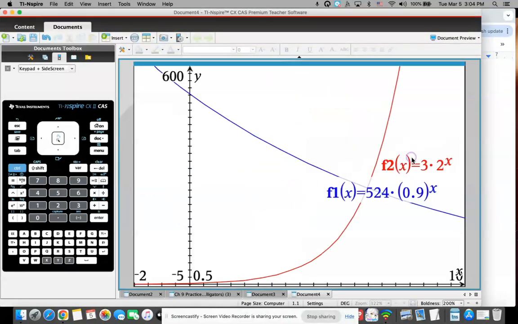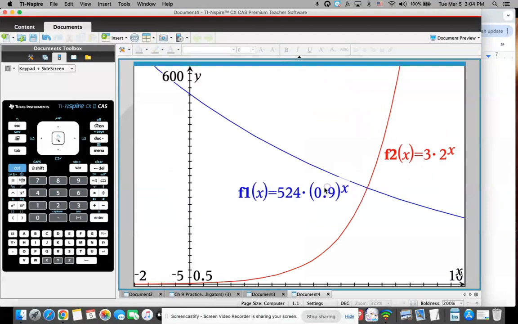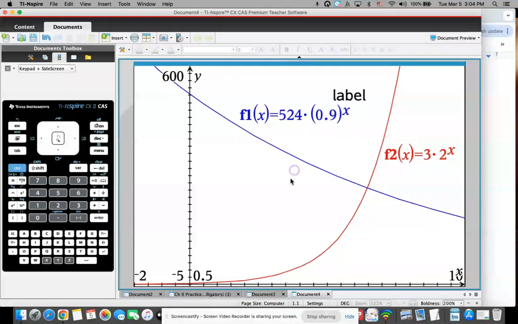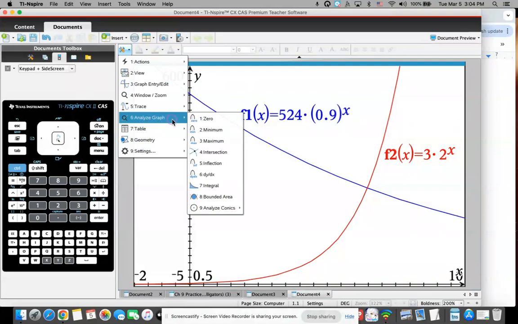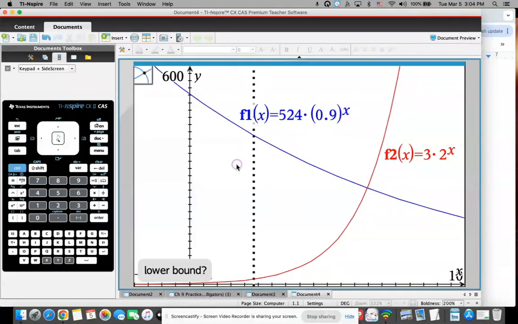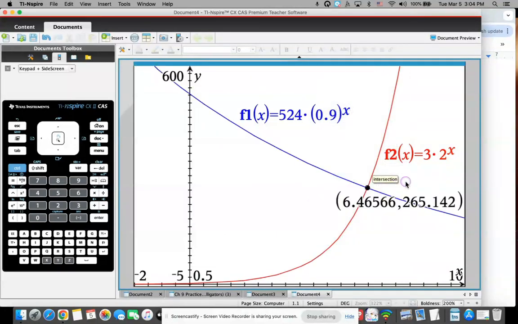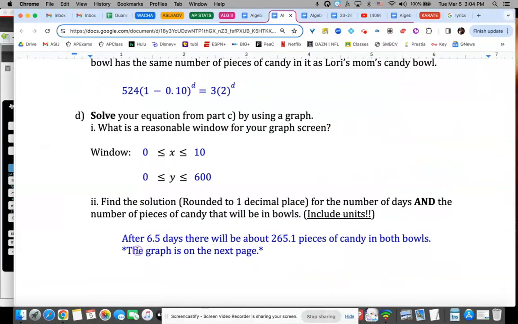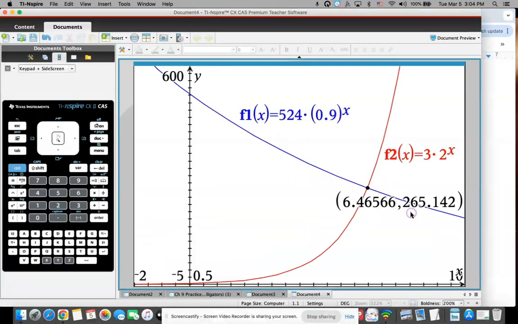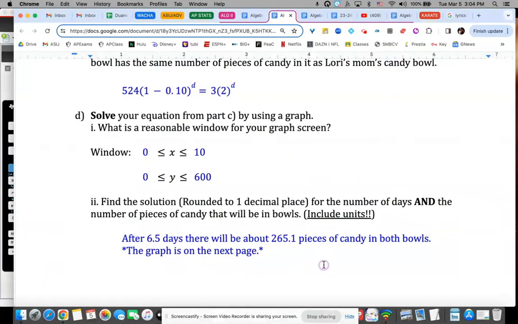Okay. When you do that, you can see the graph, right? And I can move these around, grab them. All right. I'm just looking for the intersection of those. So I'll go to my menu, analyze graph, intersection. And it gives you those options. It says, where's the lower bound? So I go a little left, click, and then go a little right, click, and you'll see you get 6.46. So that's where the solution came from, the 6.5 here. That's in days. And then we have 265.1 pieces of candy.